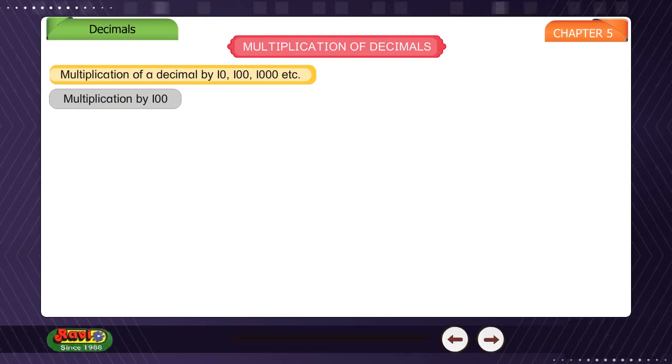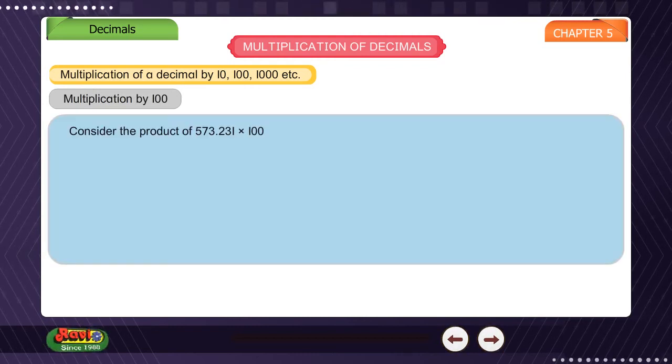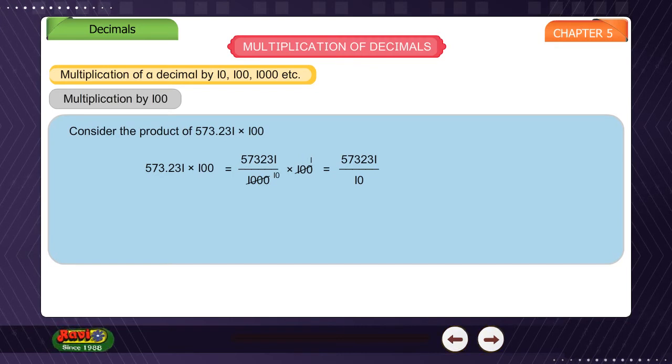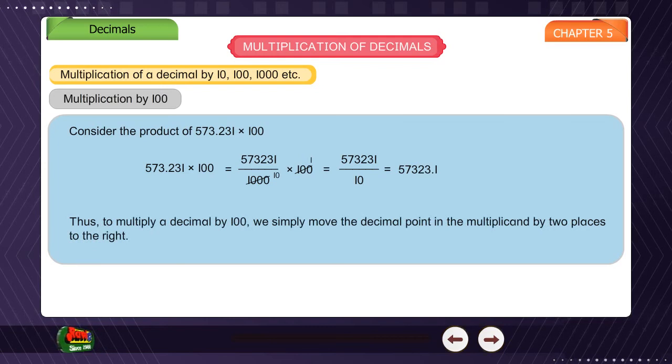Multiplication by 100. Consider the product of 573.231 into 100. 573.231 into 100 is equal to 573,231 by 1,000 into 100, which is 573,231 by 10, equal to 57,323.1. Thus, to multiply a decimal by 100, we simply move the decimal point in the multiplicand by 2 places to the right.